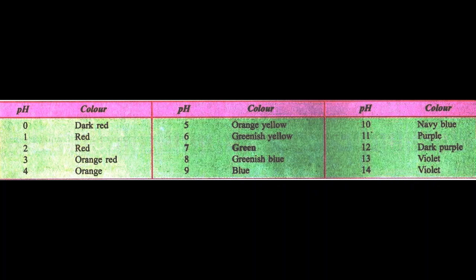But at this point, just remember that distilled water, the purest form of water, is 7 on the pH scale and green. Below that, water becomes slightly acidic, and above that, water becomes slightly basic. Now, let's go to the next point.